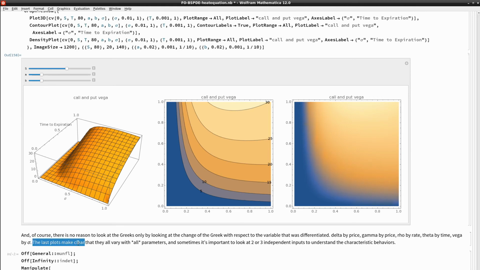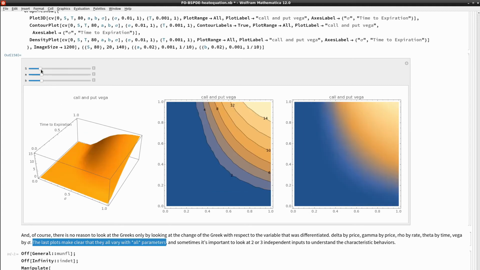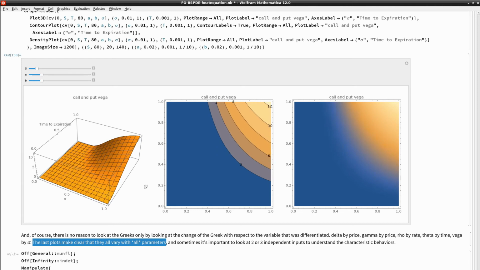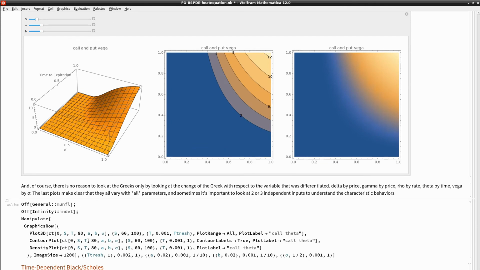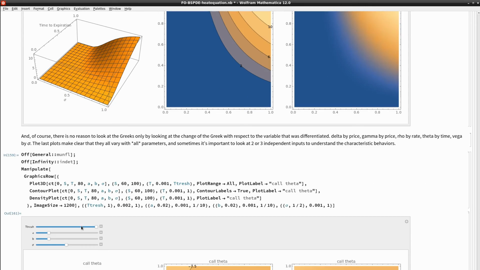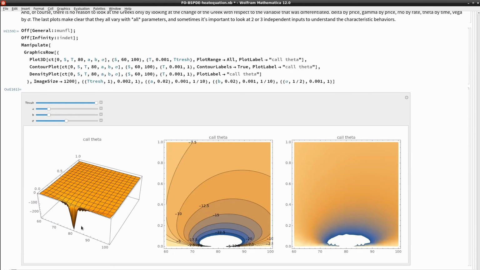The last plots, I think, make clear that they all vary with all parameters. Again, here I show vega with respect to changes in stock price. And sometimes it's important to look at 2 or 3 independent inputs to understand the characteristic behaviors. Okay, so let's now look at the theta.